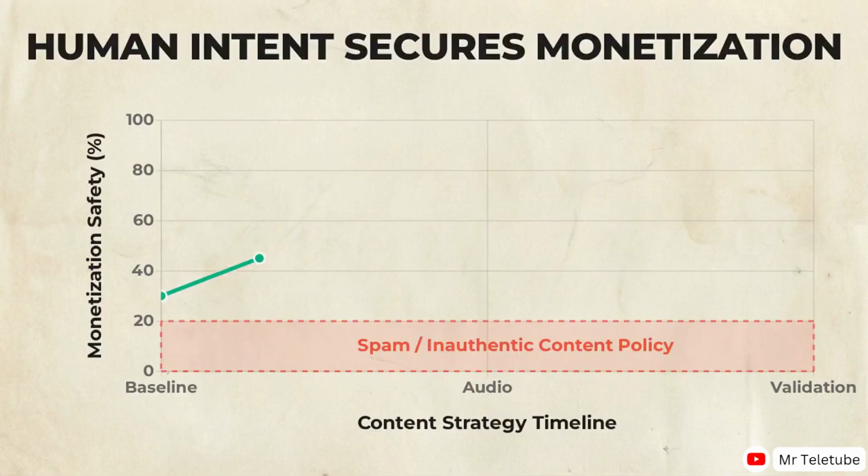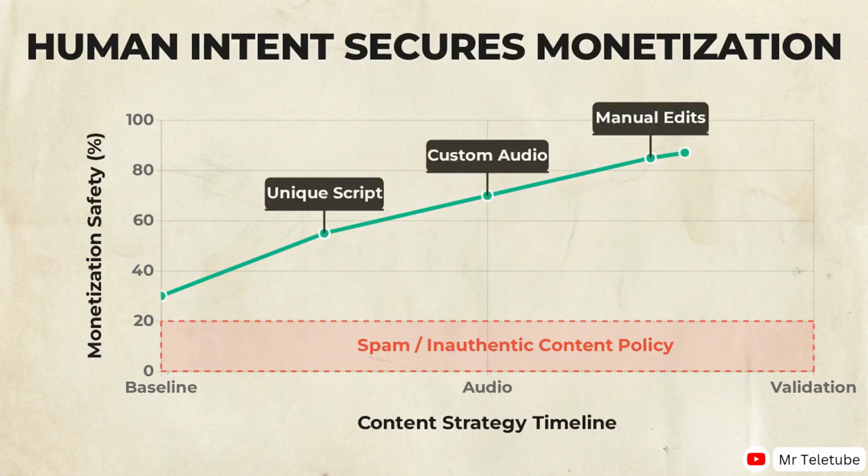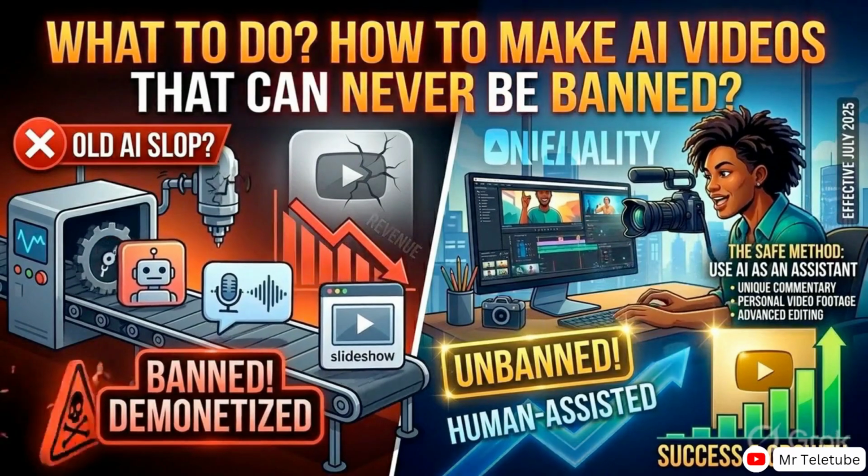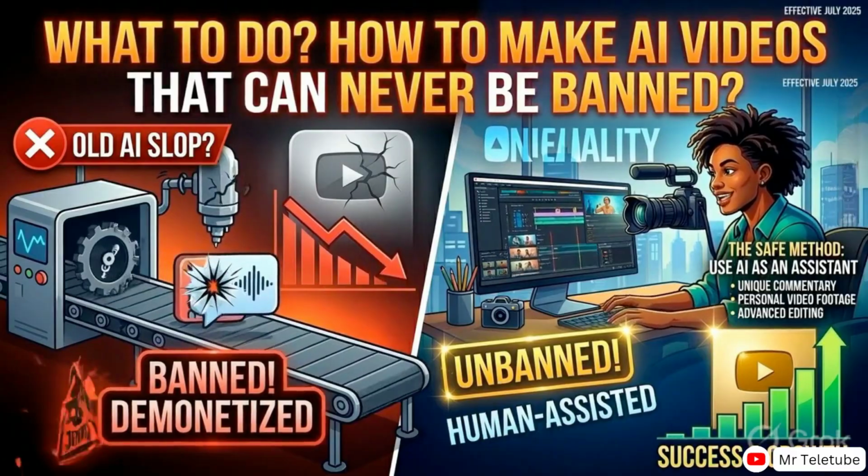Demonstrating clear human intent and original value provides the most effective defense for a channel's monetization in the 2026 landscape. What to do? How to make AI videos that can never be banned.